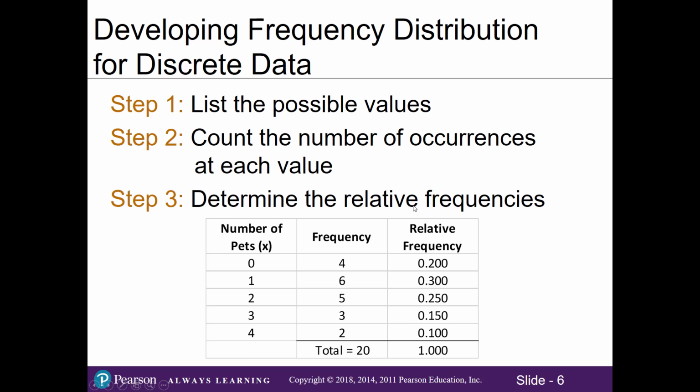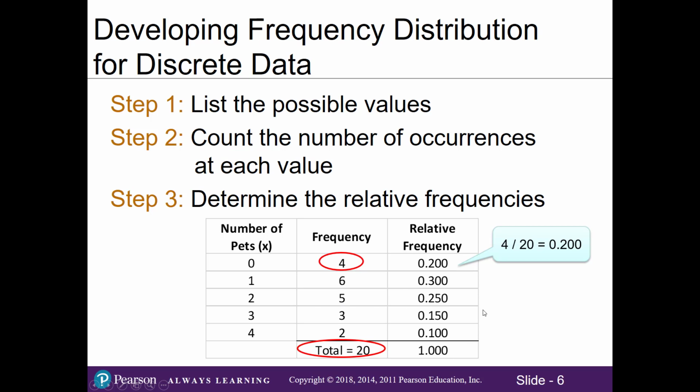So then in step 3, to calculate the relative frequency, we take our frequency of a particular class or category, in this case 0 pets. There were 4 people that said 0, and we divide it by our total number of observations, the 20 customers that we surveyed. So 4 divided by 20 gives us 0.2. And so we'll do that for each discrete variable. In this case, how many people said 1 pet? We'll take 6 divided by 20 gives us 0.3. How many people said 2 pets? We'll take 5 divided by 20, that gives us 0.25, and so on.